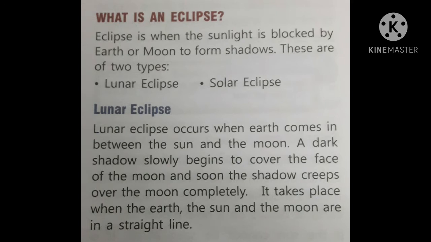Lunar eclipse. A lunar eclipse occurs when Earth comes in between the Sun and the Moon. A dark shadow slowly begins to cover the face of the Moon, and soon the shadow creeps over the Moon completely. It takes place when the Earth, the Sun, and the Moon are in a straight line, and the shadow of the Earth falls on the Moon. Then the people on the Earth are not able to see the Moon for some time. This is a lunar eclipse.